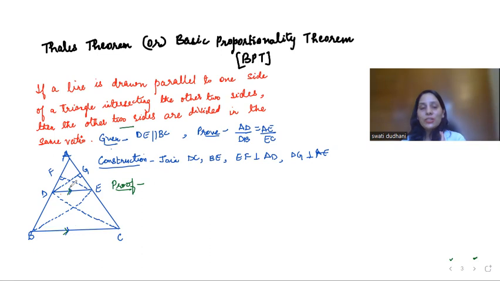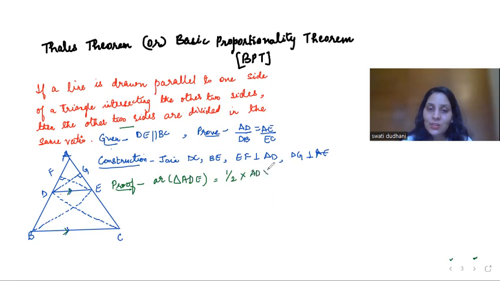Now starting the proof, first let us consider area of triangle ADE. You know area of triangle is half base into height. This is what we are using the formula. Half into the base. Let us take the base as AD. So height will be EF. You know height is the perpendicular line. EF is dropping on AD. So AD is our base.